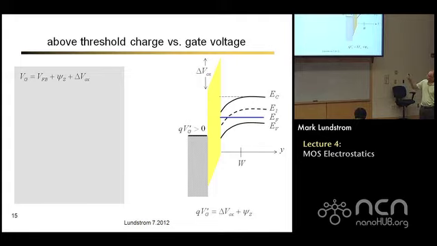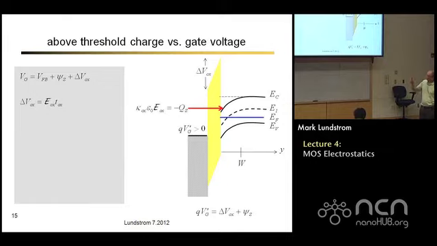Okay, so let's look above threshold. So I bent the bands down enough to create an inversion layer. Now, if I apply a voltage to the gate, some of that voltage is dropped in the semiconductor. That's psi sub s, the surface potential in the semiconductor. Some of that voltage is dropped in the oxide. That's delta V ox. And then there's this shift V flat band for things like work function differences and things that I ignored at first. Okay. The voltage drop across the oxide is just the electric field in the oxide times the thickness of the oxide.